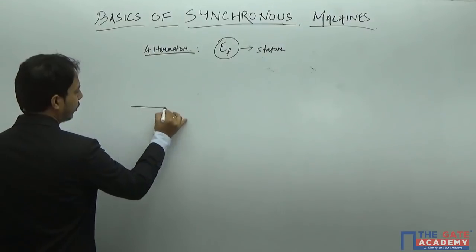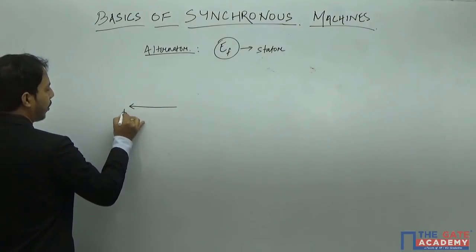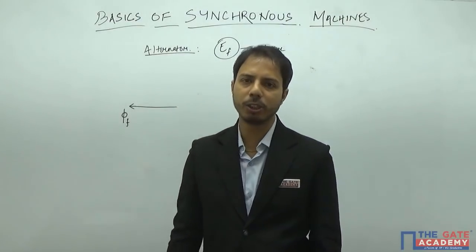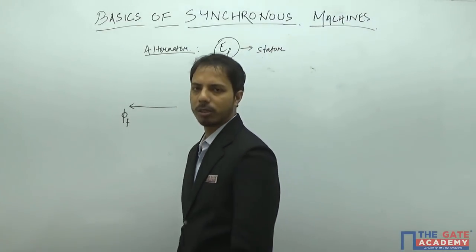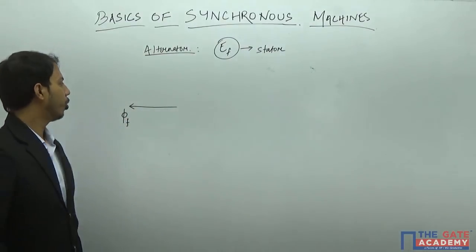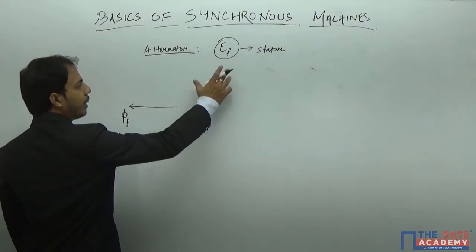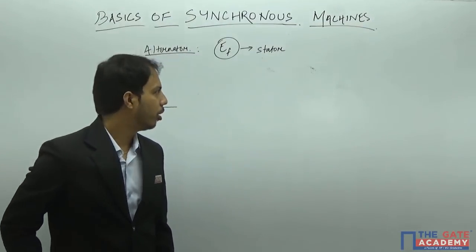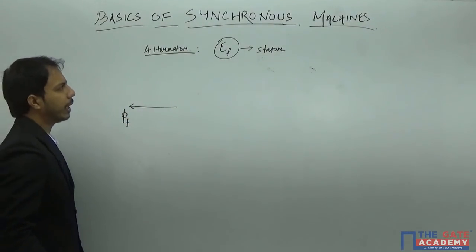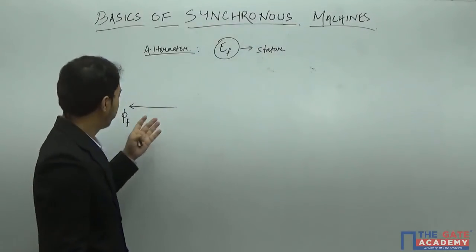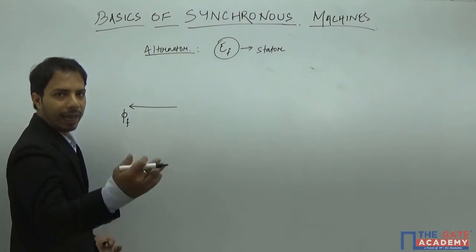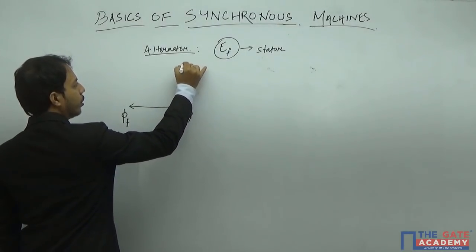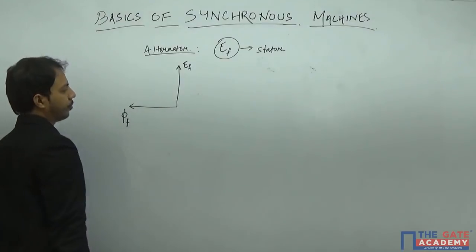Field is present. Let us say this is my phi f. Now this phi f is produced by the rotor. Due to this phi f, Ef is produced. We know by Lenz's law and Faraday's law that the EMF induced due to this particular flux will lag by 90 degrees. So this is my Ef.